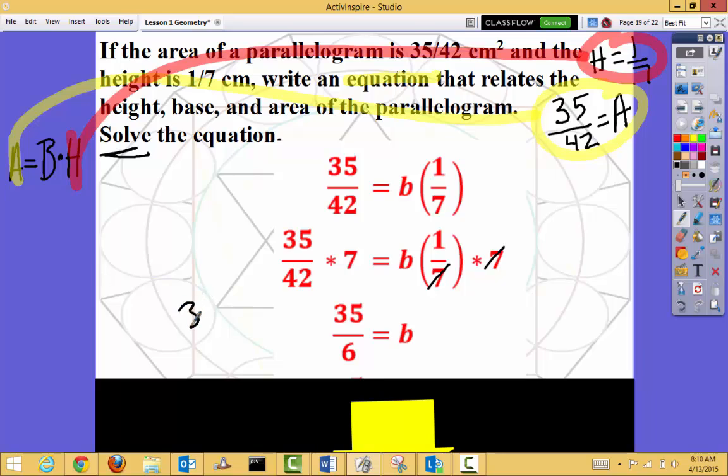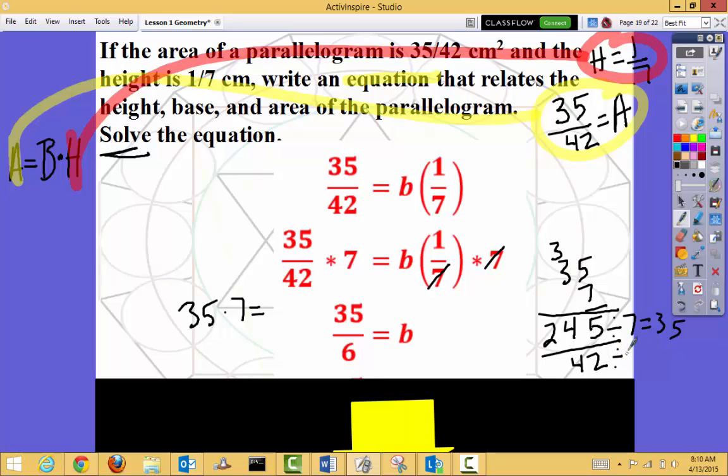If I want to, I can do 35 times 7 equals what? So I'm going to do my work over to the side. 400, oops, that's wrong. 7 times 3 is 21, plus that 3 is 24, and then divided by 42. And I know 7 can go into this number because I just multiplied by 7. So what is 245 divided by 7? Well, that is 35. What is 42 divided by 7? Well, that is 6. So that's how I got this part.